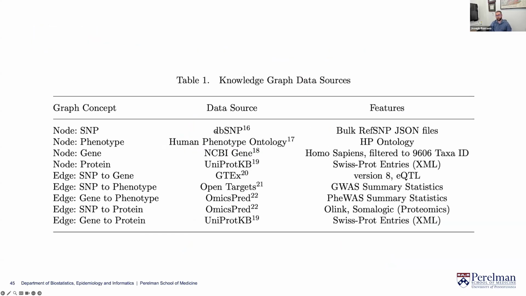And then these are the different databases that we retrieved the publicly available information for building these knowledge graphs from. Both of the nodes, so the actual entities, as well as the edges that link those nodes together. This is all reproducible.